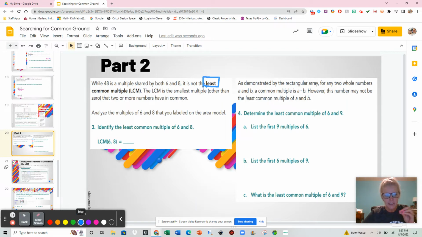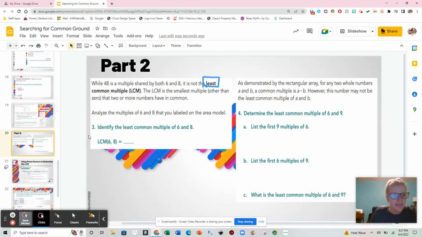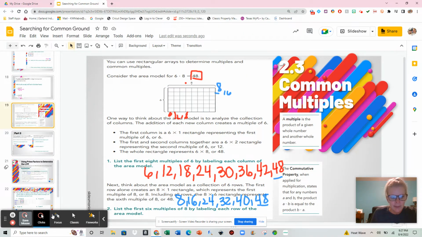All right, so if we go back and look at the previous slide, it says analyze the multiples of 6 and 8 that you labeled in the area model. So right here on this number 3, we're going to go back and look at the numbers that were the same. Because 48 is not the only one that was the same. Let's start with a bigger number because there's less of them. 8.